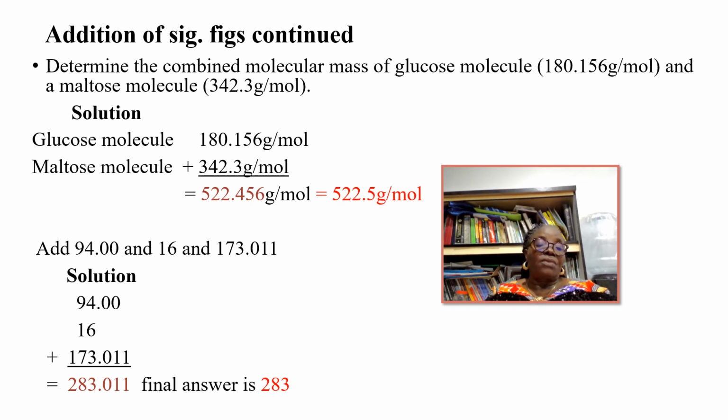You ask yourself now, which one is the limiting value? We know that 16 will be our limiting value. So that tells us that our answer will appear as a whole number. So if we add all together, we'll have 283.011, and that cannot be our final answer. Our final answer appearing as a whole number, the 0 here is not up to 5, so it will be rejected. So the final answer will be 283.